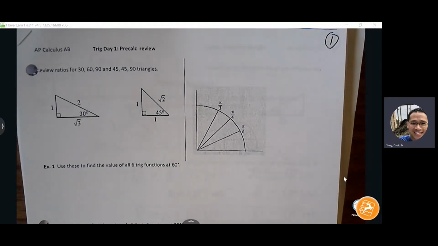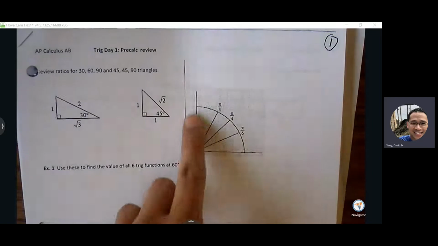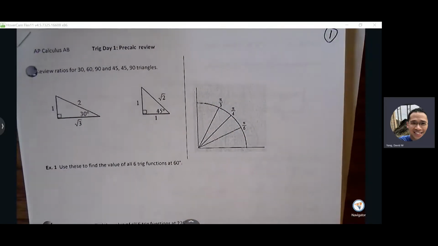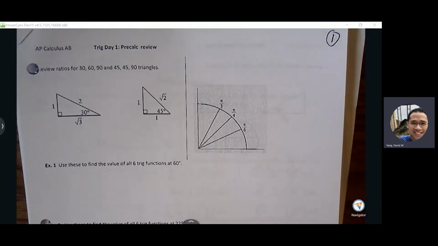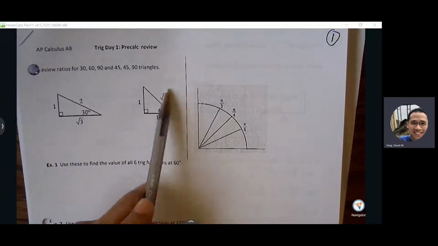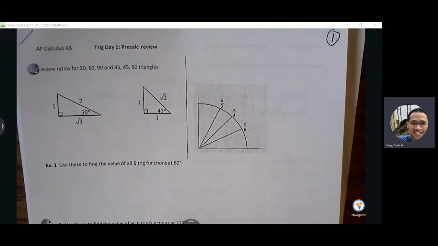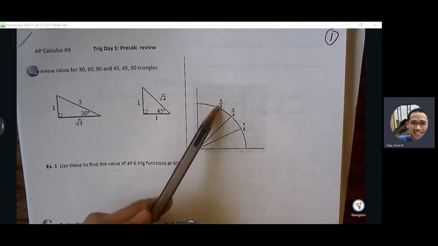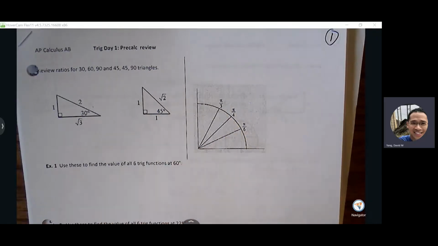Okay, so let's review the unit circle. Everything on the unit circle is based off of these special triangles, either a 30-60-90 triangle or a 45-45-90 triangle. All the quadrants are based off of these special angles. I have a handout if you want to review the unit circle, trig identities, and double angle identities.